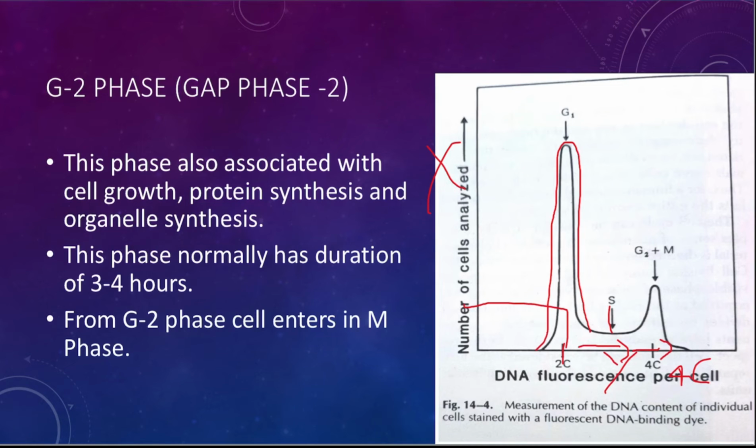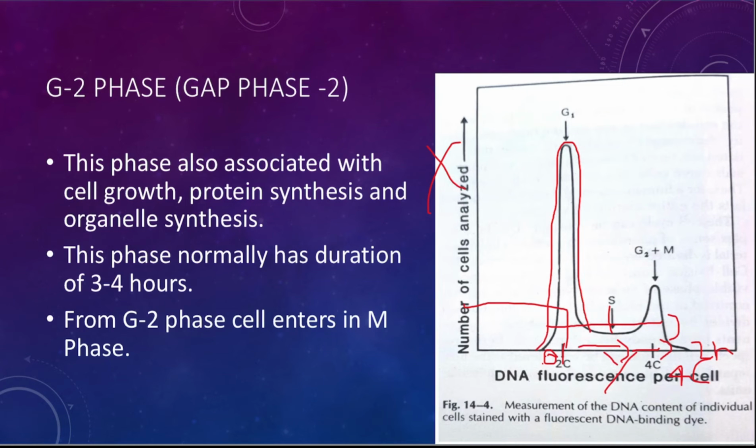Why? Because in M phase, when the nucleus divides and daughter nuclei are formed, both will have 2N and 2N. So the fluorescence will again go back to its previous 2N level. It means from here it will be like here. That's why the curve goes from here to here increasing, but then it starts decreasing.